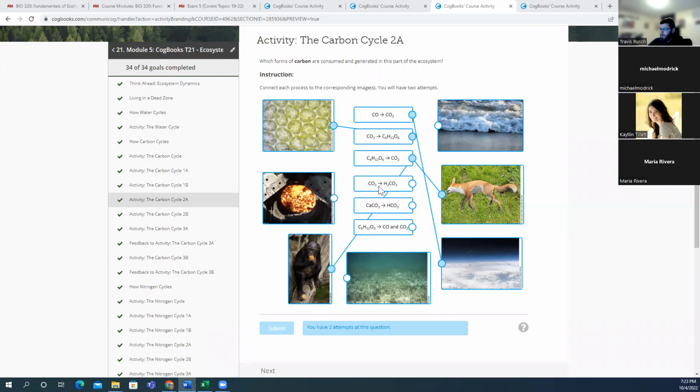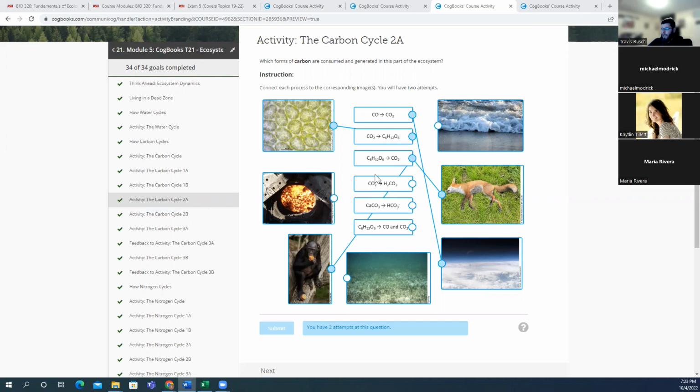And what's going on in this third box? So we got a new compound here. We have carbon dioxide as CO2, but now it's being converted into H2CO3. So what is H2CO3? Is it carbonic acid? Yes.